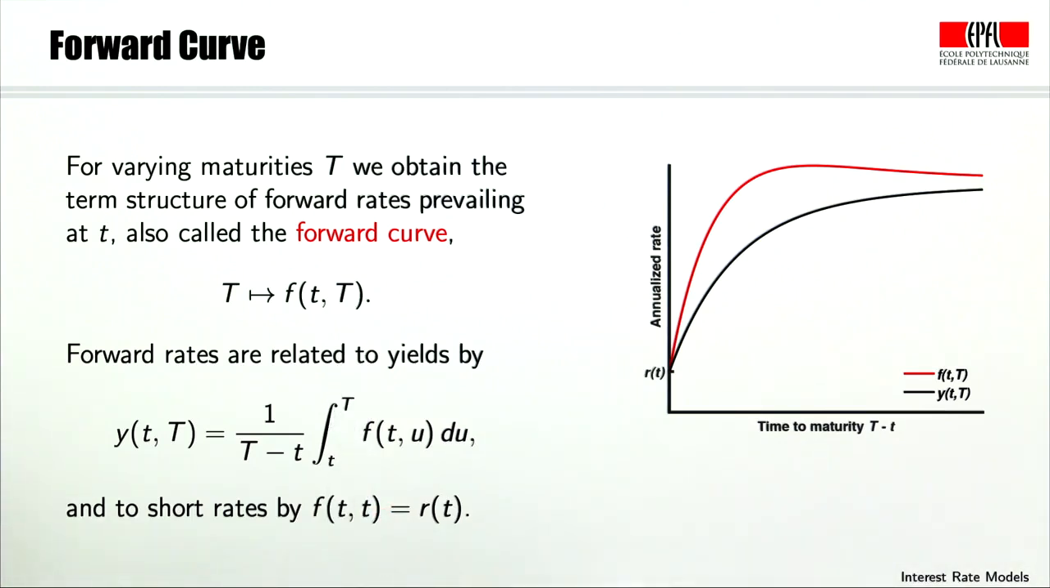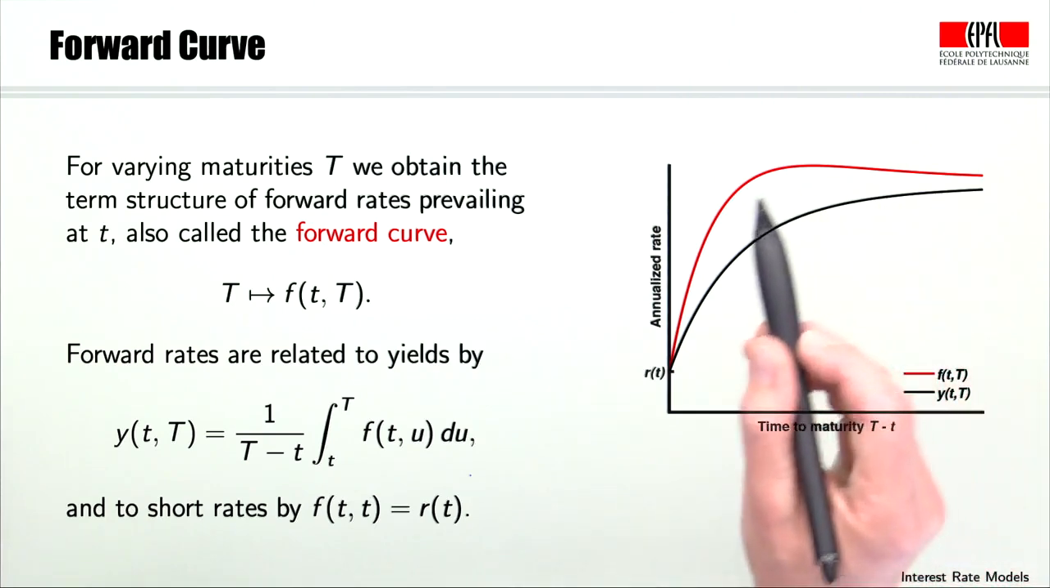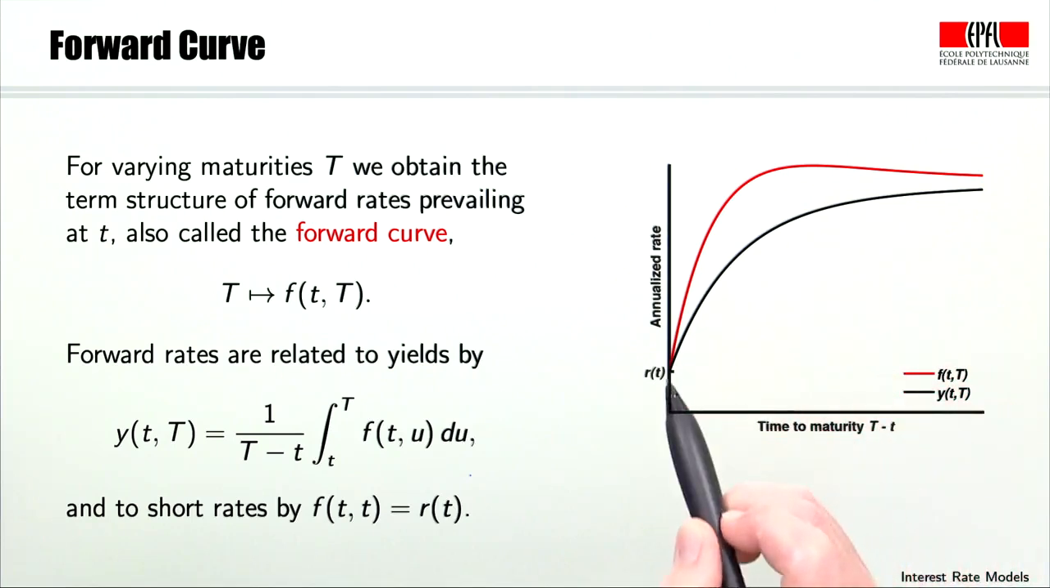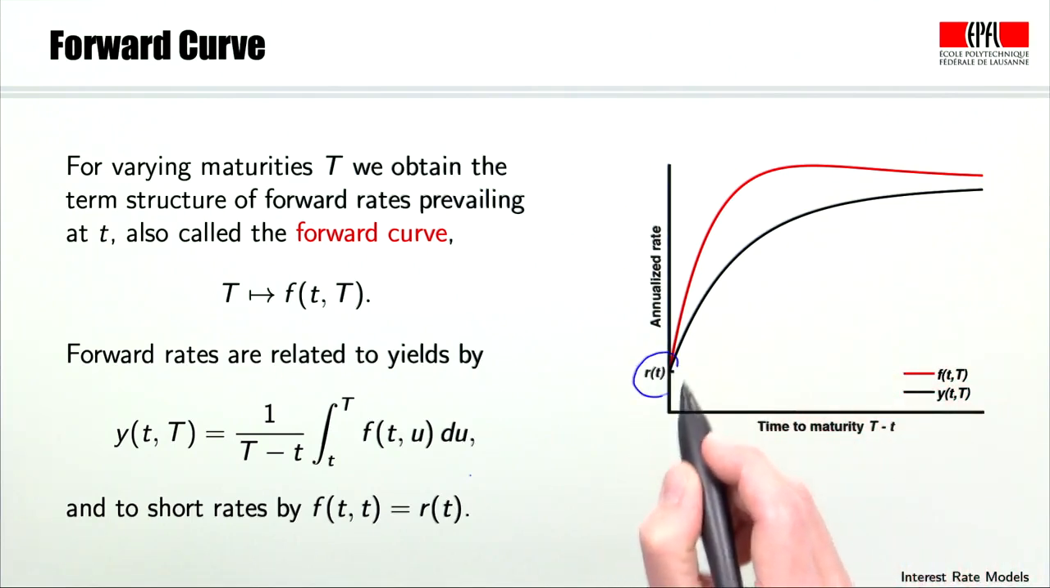It's easy to see that forward rates are related to yields in this way. That means that the yield is the time average of forward rates. It also follows from this relation that the short ends of the forward curve and of the yield curve coincide and are equal to the short rate.